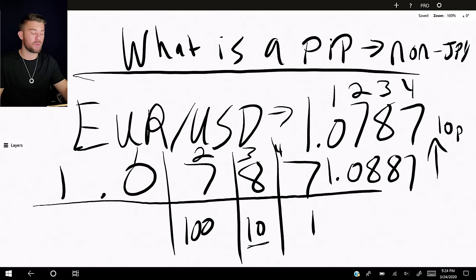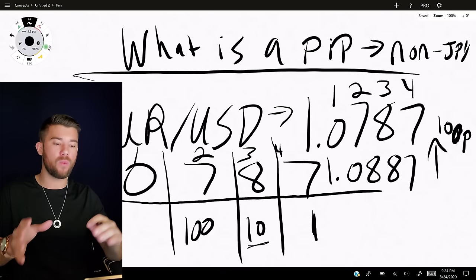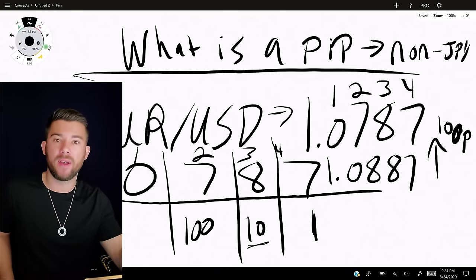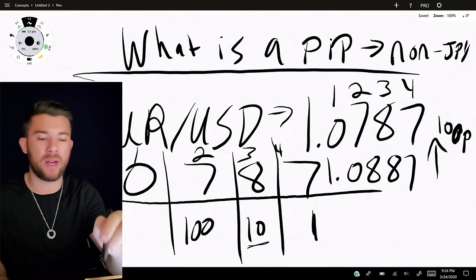Well, let's look at our column or graph. We have our ones, the 7, it stayed the same. We have our tens, which was 8, it stayed the same. We have our 100s that was 7 and is now 8. That means that the euro dollar went up not by 10, but by 100 pips. So that's the way you recognize a pip. A pip is the fourth decimal place. It's the smallest amount of currency moves that we care about as traders.